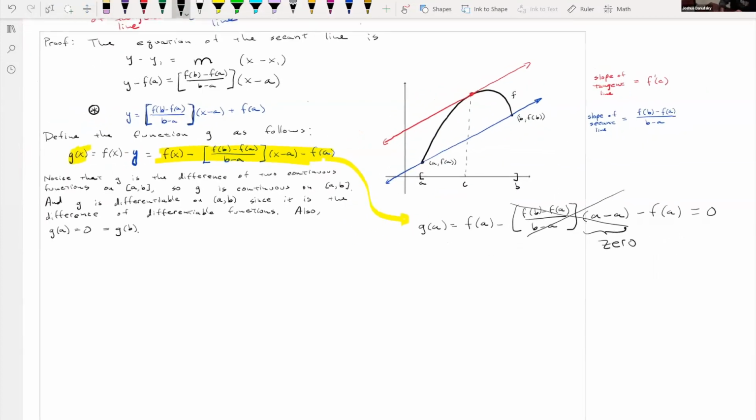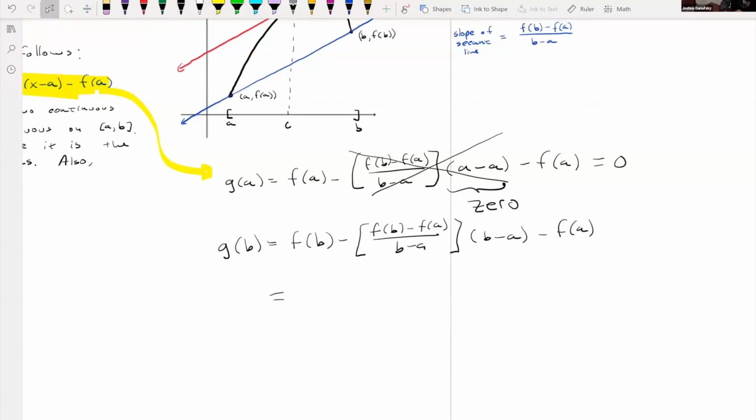Okay? g of B is going to look like f of B minus f of B minus f of A all over B minus A. And here we're going to get B minus A instead of x minus A, minus f of A. Now this one's a little harder to see, but still not that bad because you'll notice that we can cancel off b minus a with b minus a. And when we distribute the negative, we get f of b minus f of b plus f of a minus f of a, which again is equal to 0.